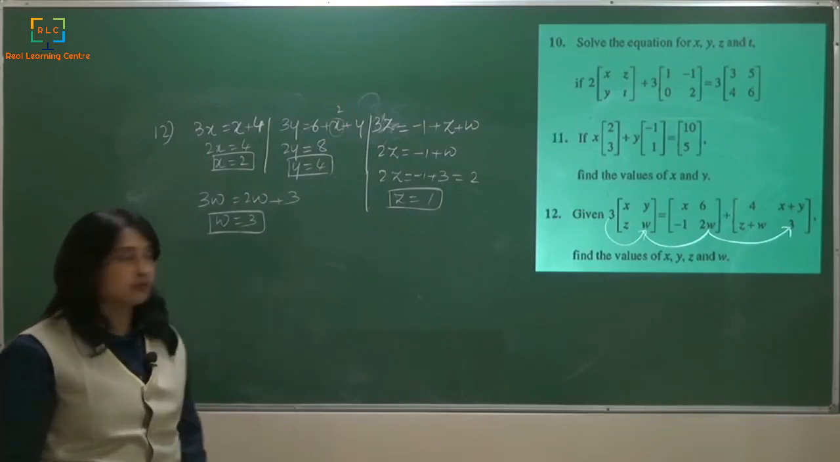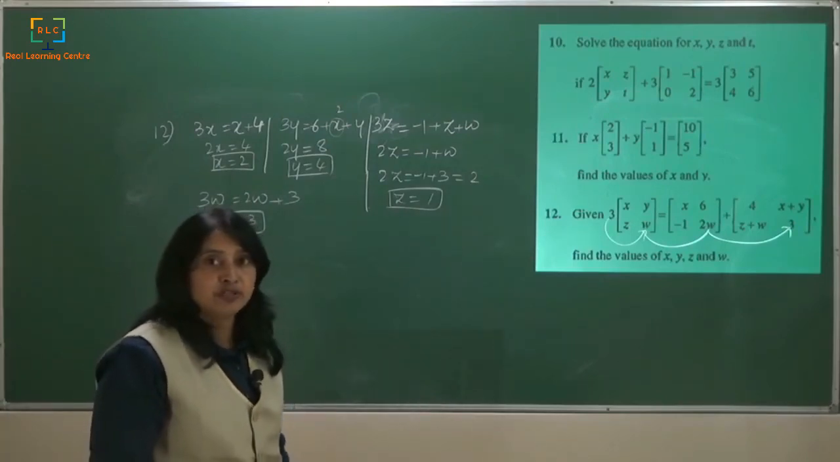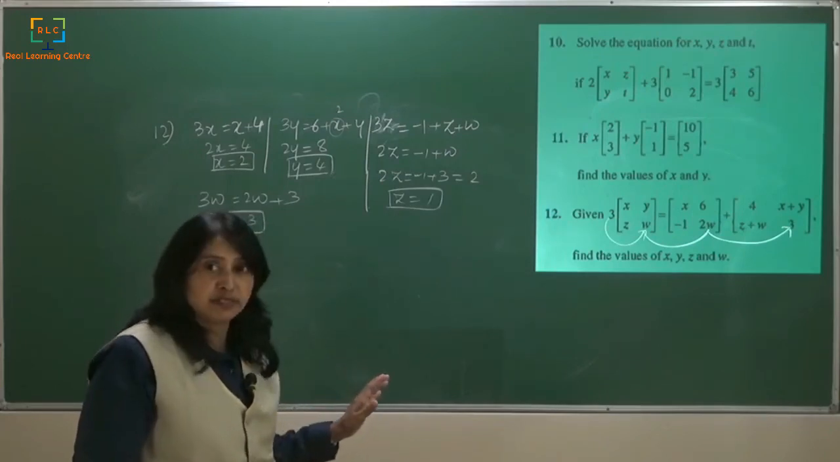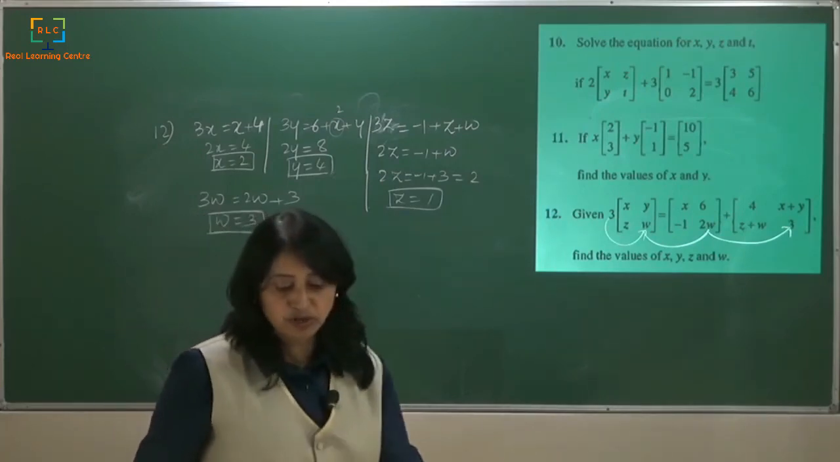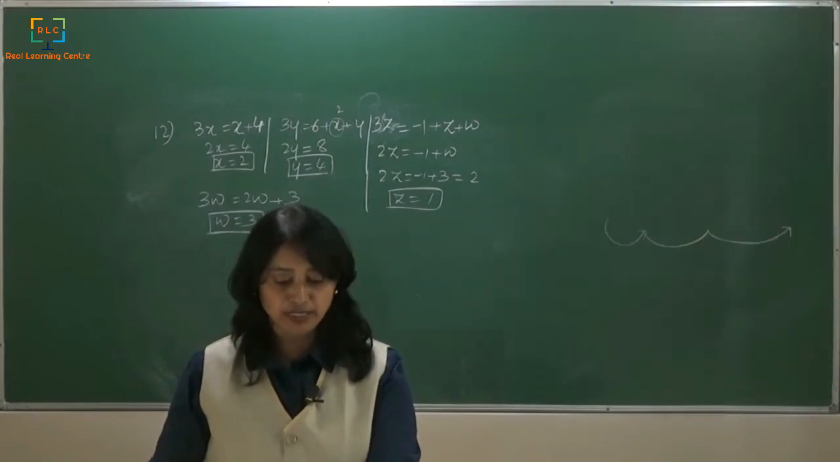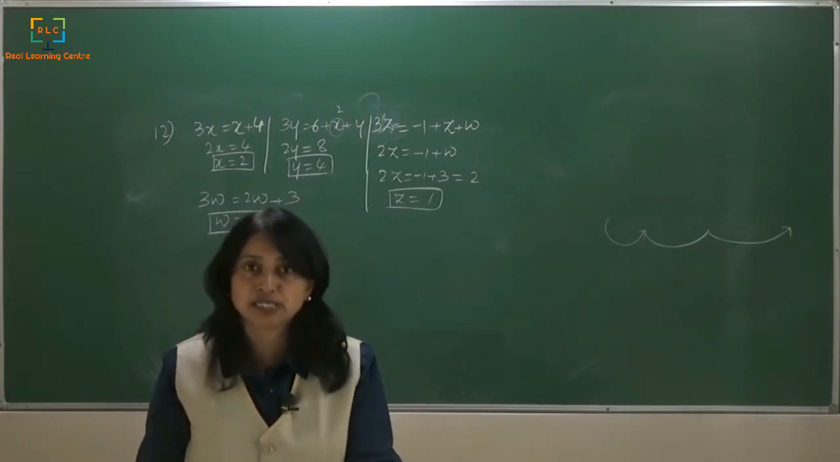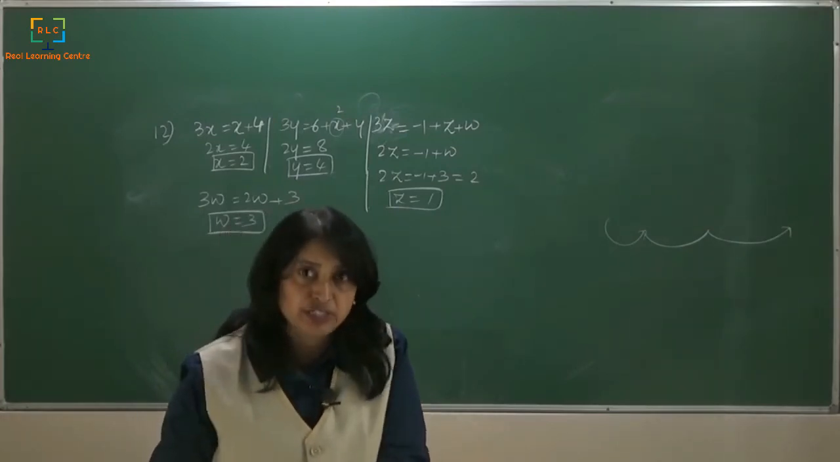We have got all the values, and this is how we are going to find out the values of unknown elements inside a matrix, which depends only on addition as of now and the scalar multiplication. So with this we have finished exercise 3.2, which was based on addition, as I told you.